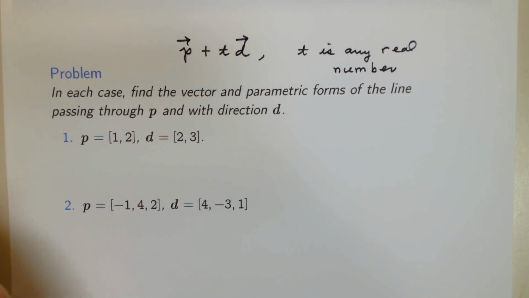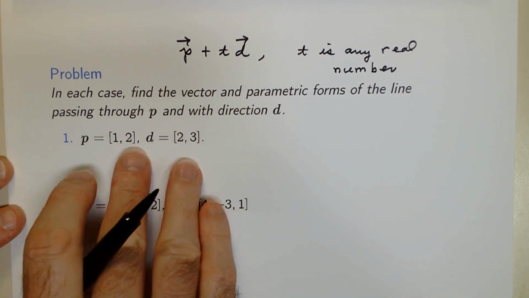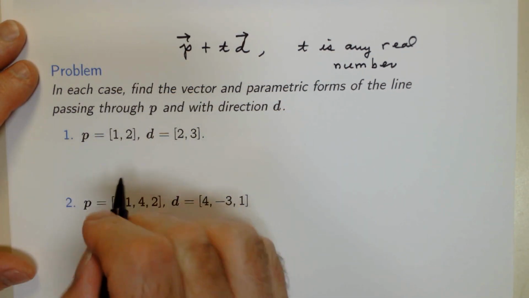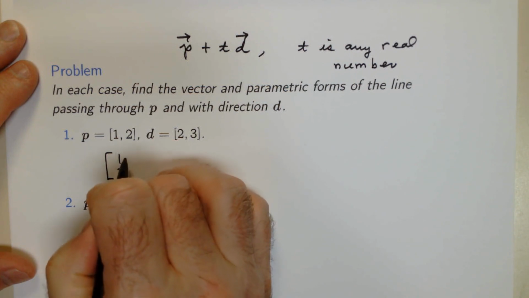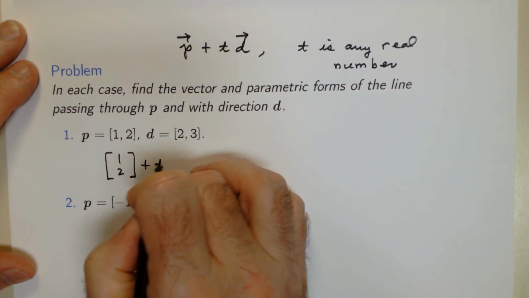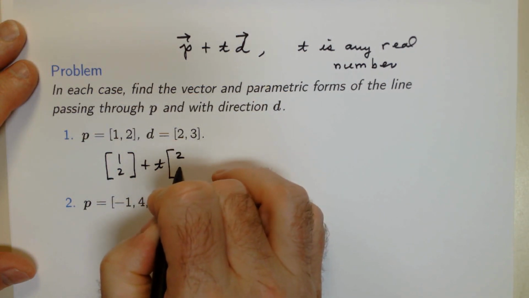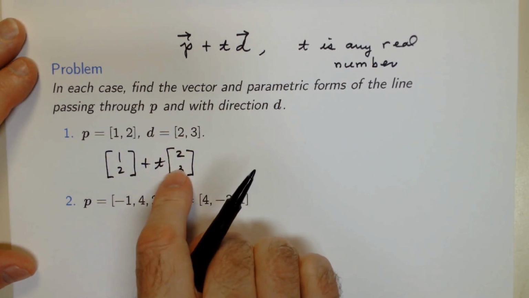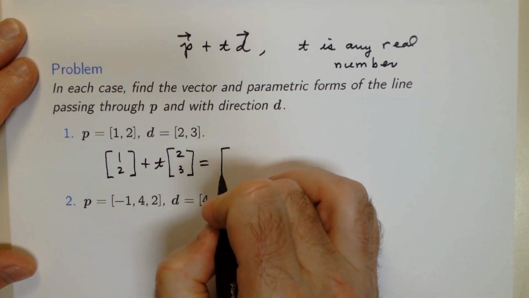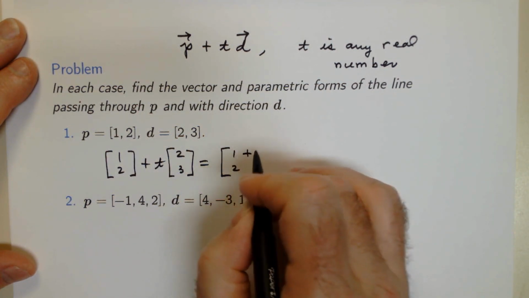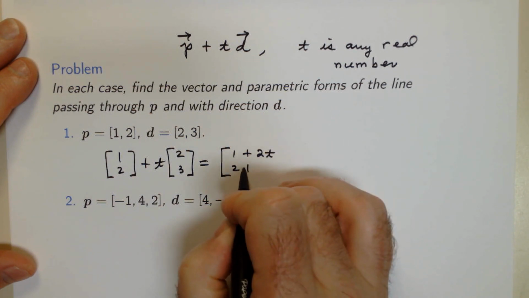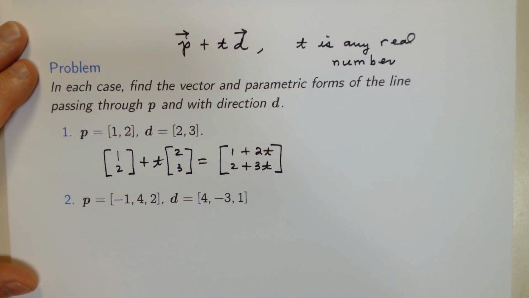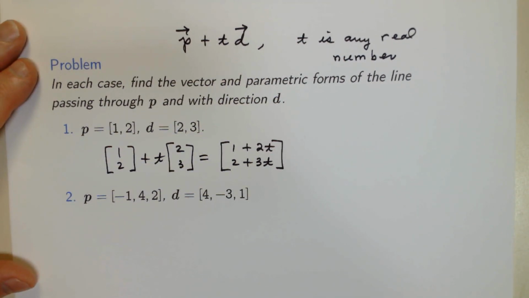So let's write out the vector form of our line using column vectors instead of row vectors. So in case 1 here, we'll have (1, 2) plus t times (2, 3). This is some scalar. So let's do the scalar multiplication and the vector addition. And this is what I would call the vector equation of the line. Okay, this is our vector form.